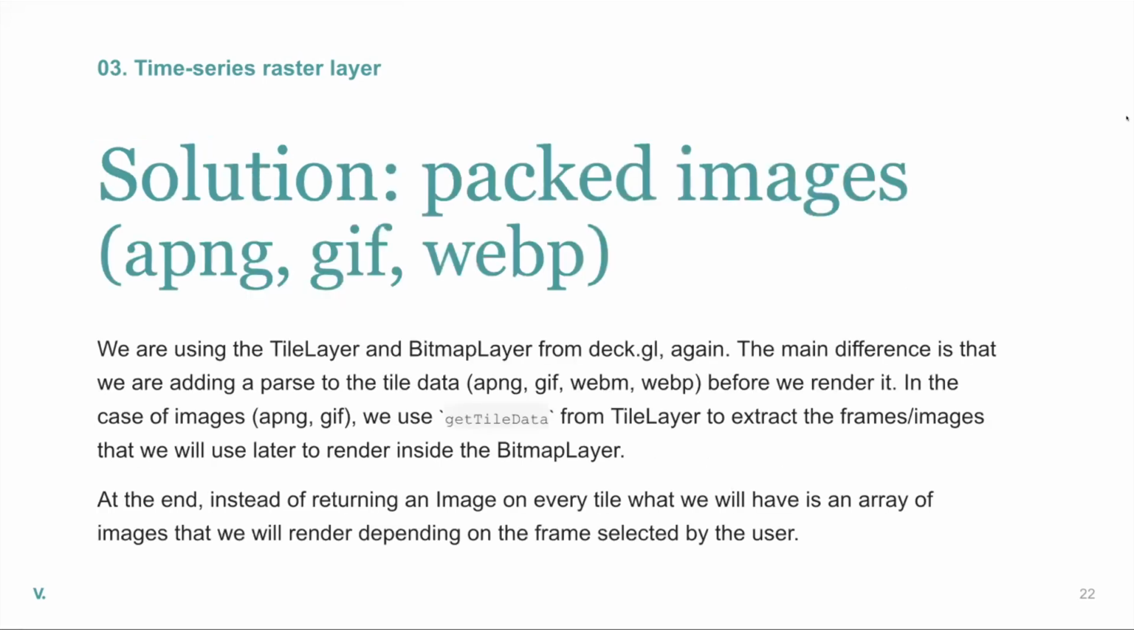So we thought, okay, instead of loading 640 images, what we need to do is pack those images, and you can use APNG, GIF, and WebP. At the end, we are using a tile layer with a bitmap layer, and we are using getTileData to get the image. At this moment, we are parsing that image, extracting the frames, and returning, instead of only one image, an array of images to the bitmap layer. Then with a simple variable, we can set which frame we want to see, but all the images will be loaded at once.